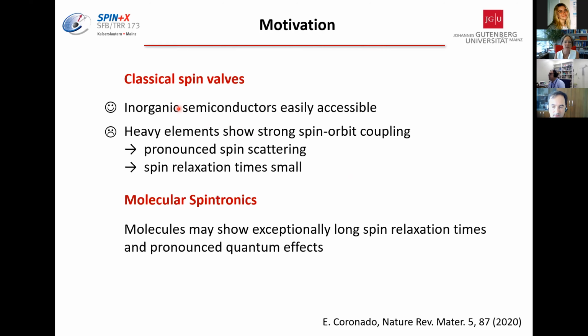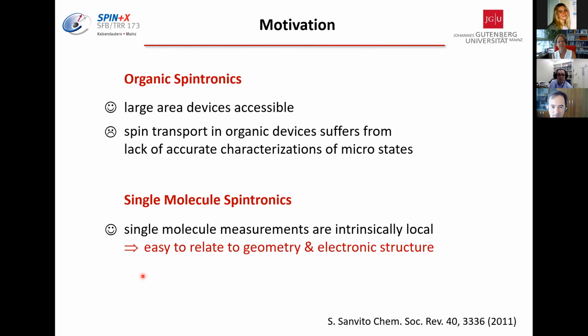In contrast to this, and this is why molecular spintronics came to be of interest several years ago, molecules may show exceptionally long spin relaxation times, and so they also show pronounced quantum effects that might be of interest. And when physicists talk about organic spintronics, they assume that they have what we chemists call really an organic material, a material which is a large device, which is easily accessible.